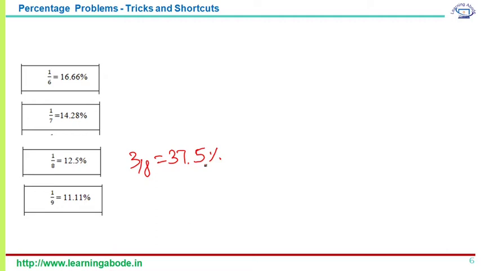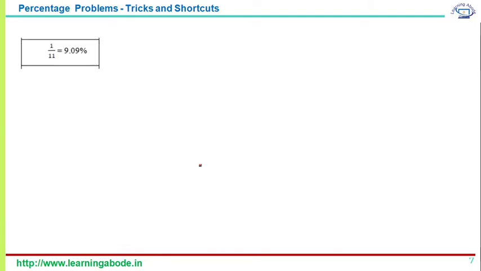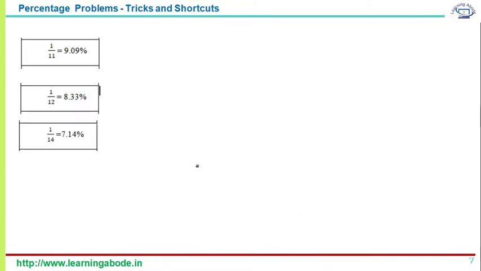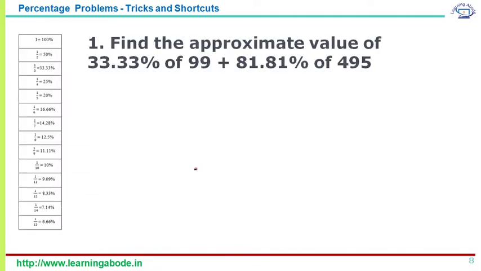1 by 9 is 11.11, that is also important. 1 by 10 is 10 percentage. 1 by 11 is 9.09 percentage. 1 by 12 is 8.33 percentage. 1 by 13 is not so popular. 1 by 14, you can derive from 1 by 7. The last one is 1 by 15 is 6.66 percentage. These are very important. Now how do you use this in a problem?